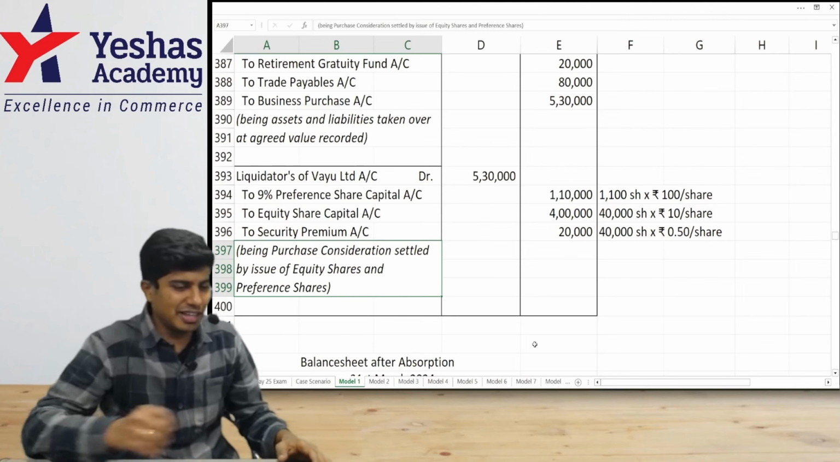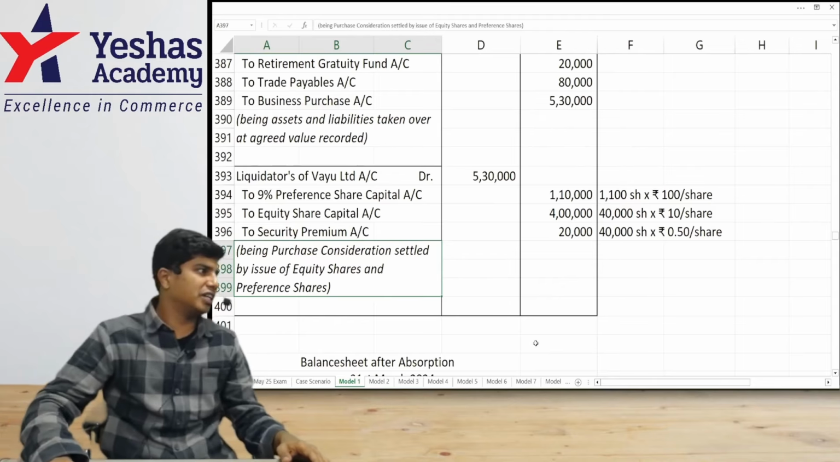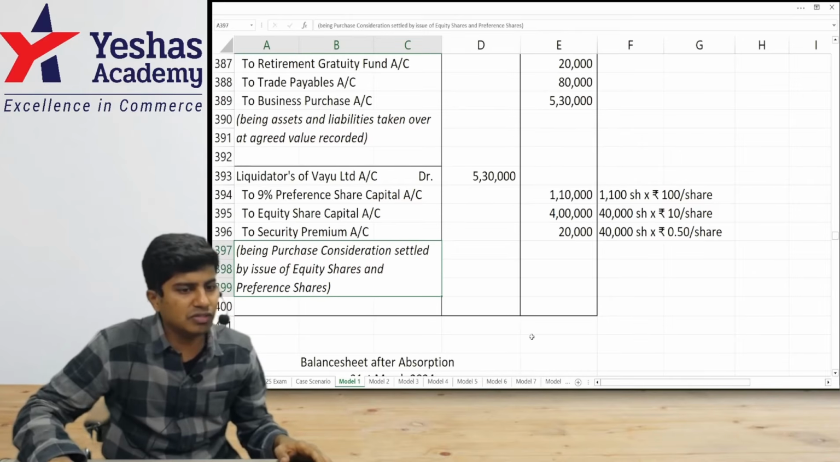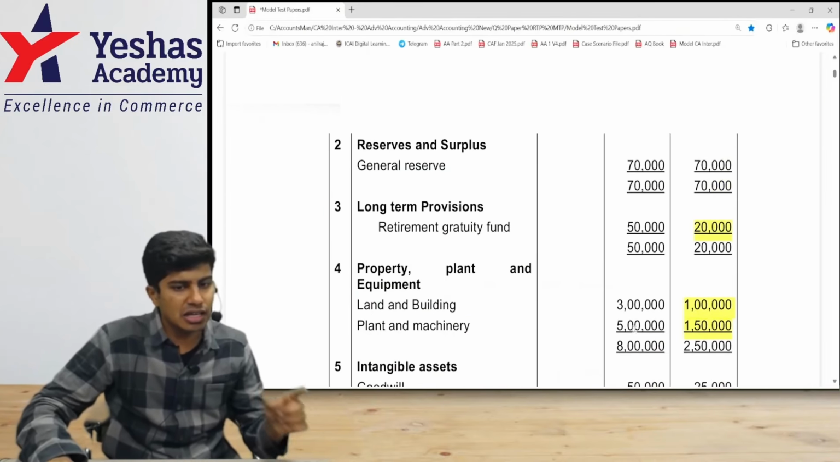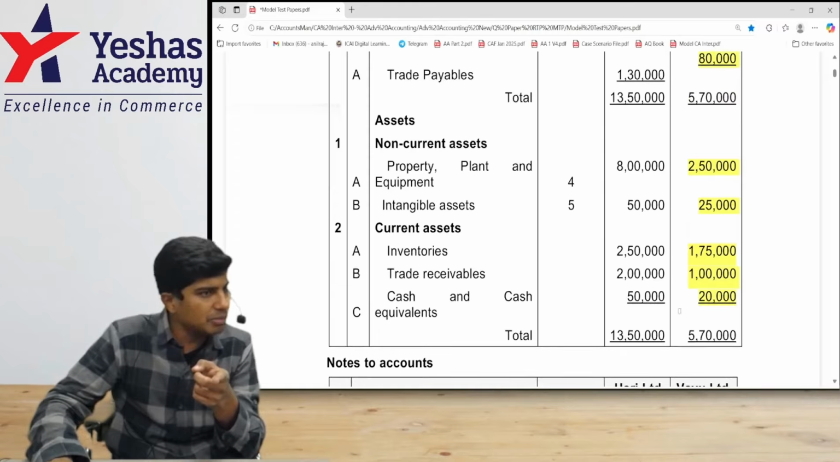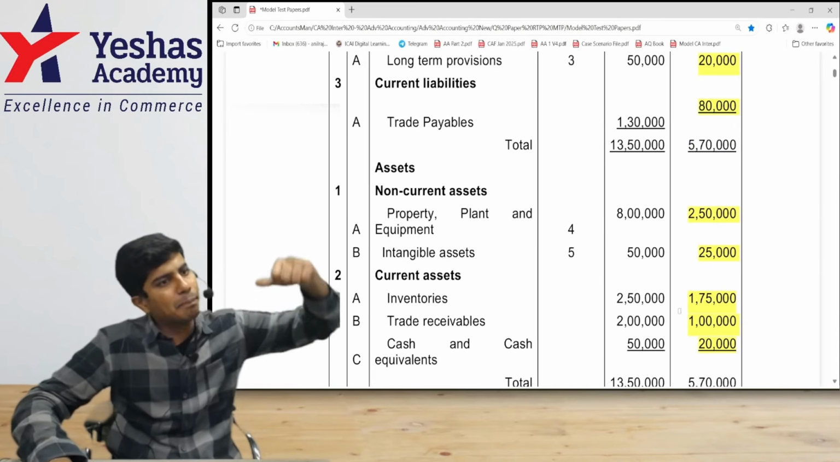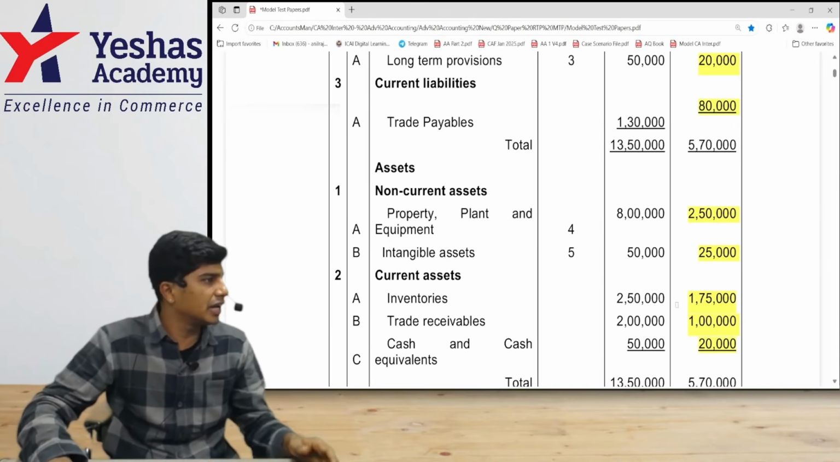Okay, let's prepare the balance sheet after absorption. Shall we? After absorption, the balance sheet is prepared like this. We will take the balance sheet of Hari Limited given in the question, add the impact of the journal entries given, and then we'll arrive at the answer.